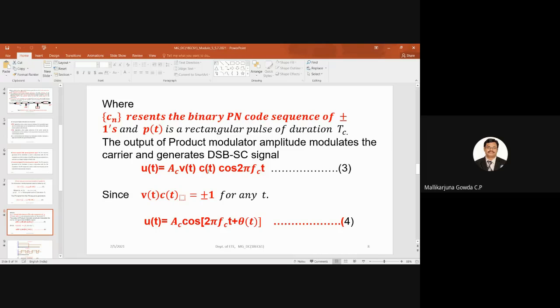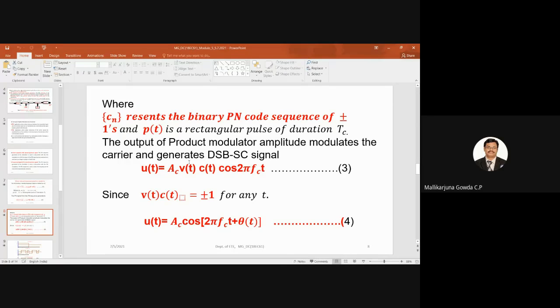We said M of t, C of t. If I multiply that, what we get? We get a DSBC signal. So that is what is written here. This V of t into C of t will be equal to what? It is plus or minus 1 magnitude, right? For any value of t. So this Ac cosine of 2 pi fct is the carrier.